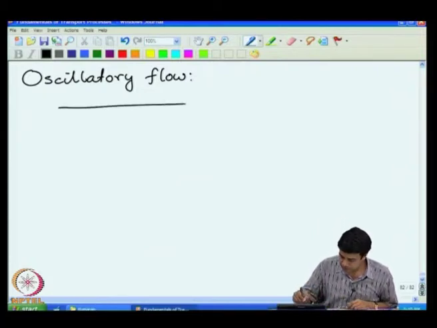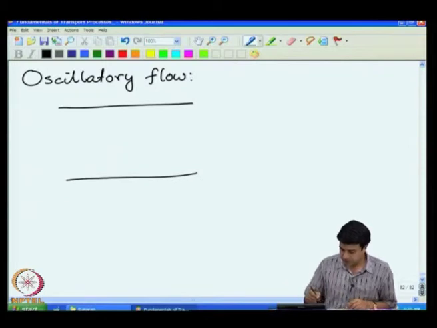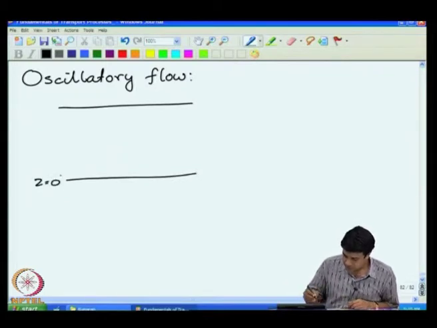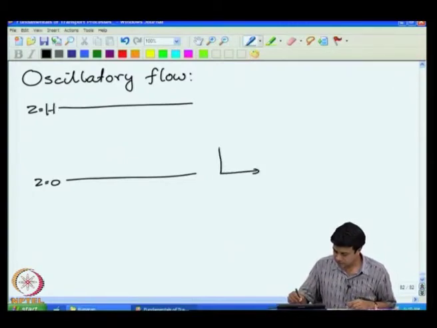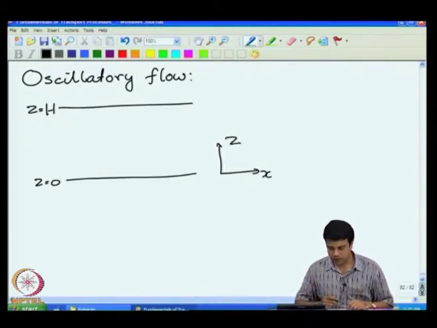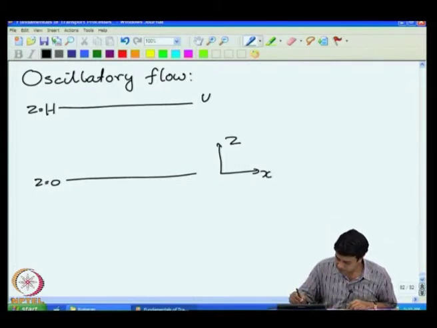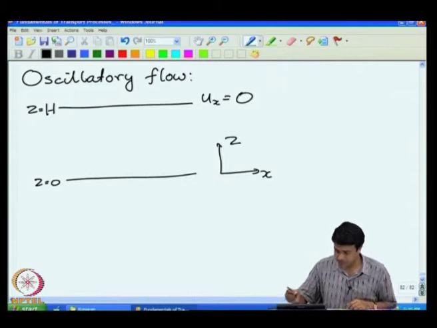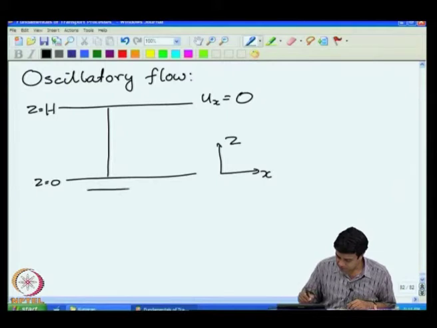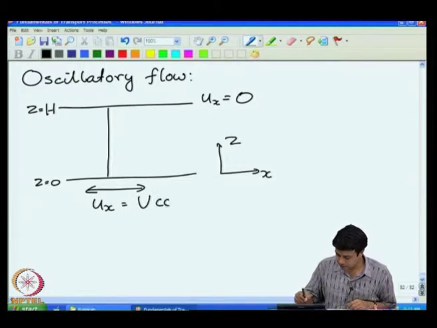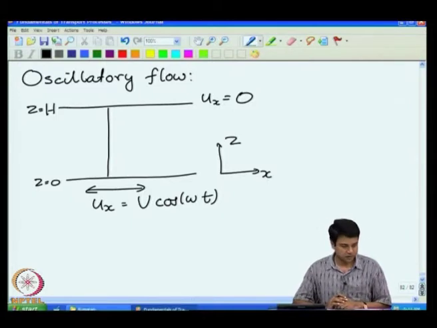Same configuration as before. Okay. Z is equal to 0, z equals h, my coordinate system x, z, okay, with a fluid in between. Okay. This top surface is stationary, ux is equal to 0, whereas the bottom surface is oscillating, U times cos omega t, where omega is the frequency of oscillations.